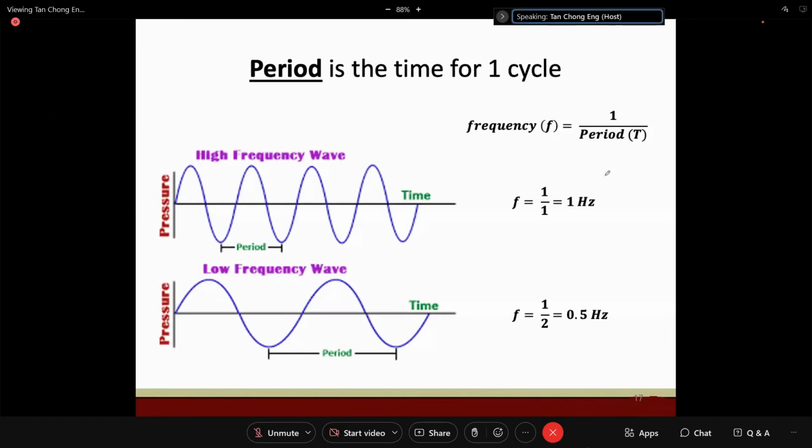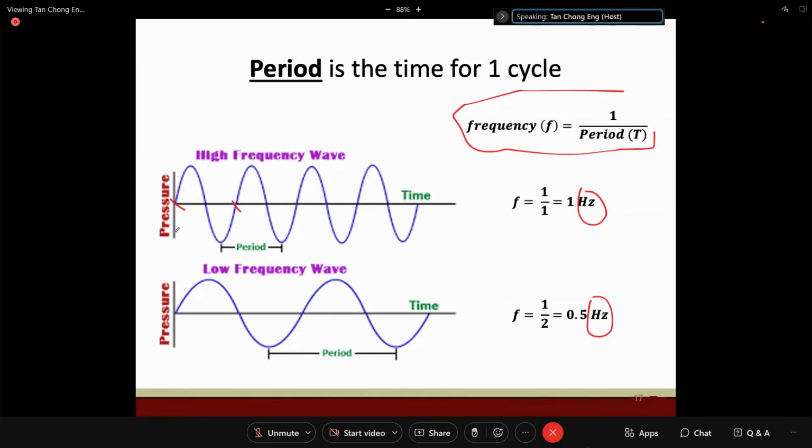And of course, some of this calculation you need to be really aware of: what is the period. So you look at this equation here, frequency and period equation. Frequency is equal to 1 over period. So you can calculate frequency, which is measured in hertz. So for high frequency, you can see the pattern of the high frequency. One cycle is like this. This is one cycle.